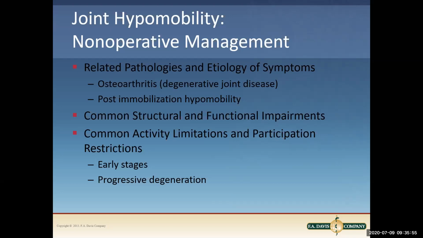But overall, right, progressive degeneration is going to occur at our hip. Right, so here's our hips, our femur head. Here's the femoral neck.